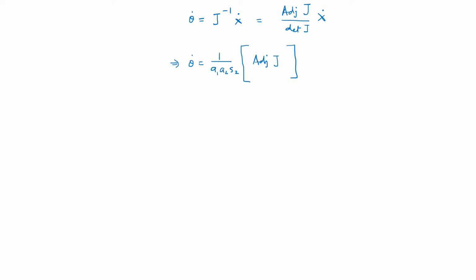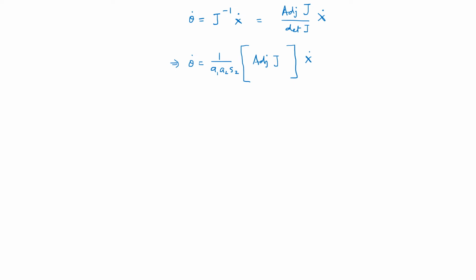Now see, we started our inverse velocity kinematics discussion with this expression, that the theta dot vector of joint velocities is equal to Jacobian inverse times the given end effector velocities. That was expanded to give the expression: it is equal to the adjoint of Jacobian that we have computed already, divided by the determinant of Jacobian, times the end effector velocities. Now, since the determinant is known, I can rewrite this expression as theta dot equal to 1 over the determinant of Jacobian, which in our case is a1 a2 sine of theta 2, multiplied with the adjoint of Jacobian that we have already computed, times the end effector velocities.